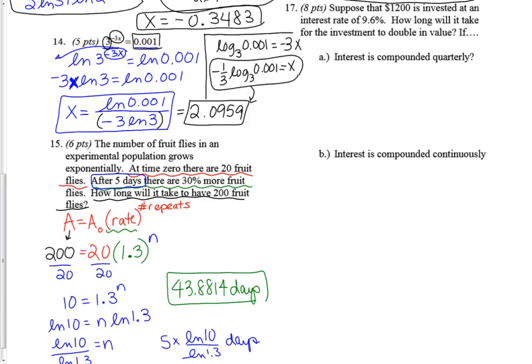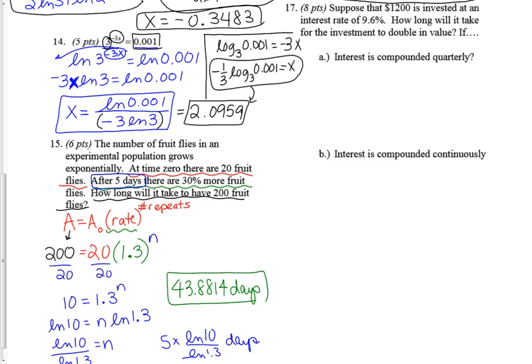All right, number 17 is an interest problem. It says, suppose that $1,200 is invested at an interest rate of 9.6%. That's always an annual percentage rate, we know. How long will it take for the investment to double in value if A, the interest is compounded quarterly, or B, the interest is compounded continuously?